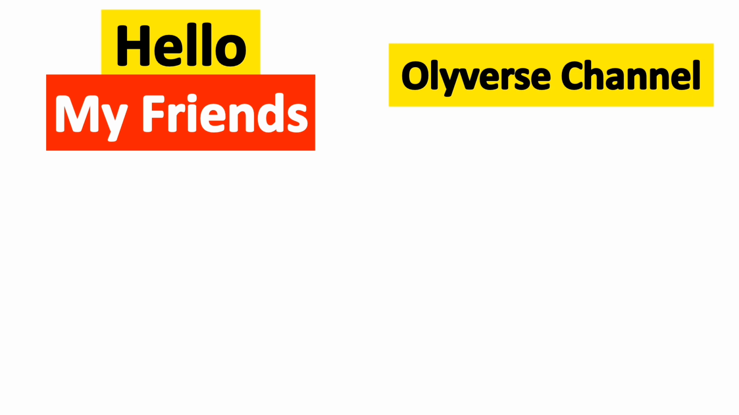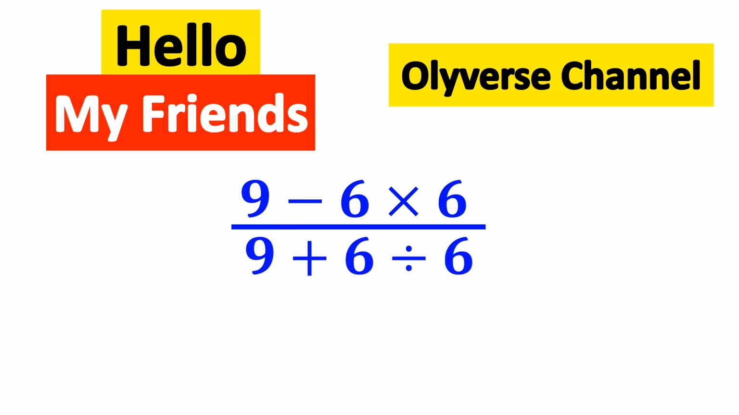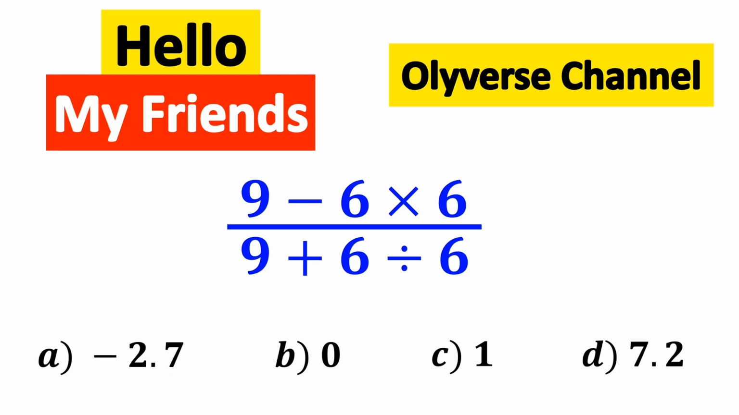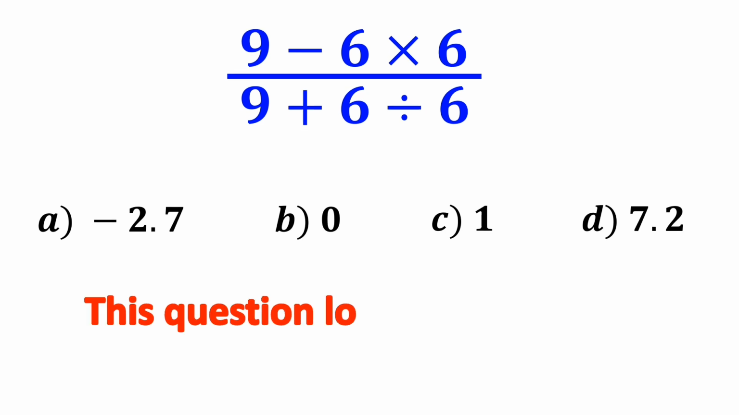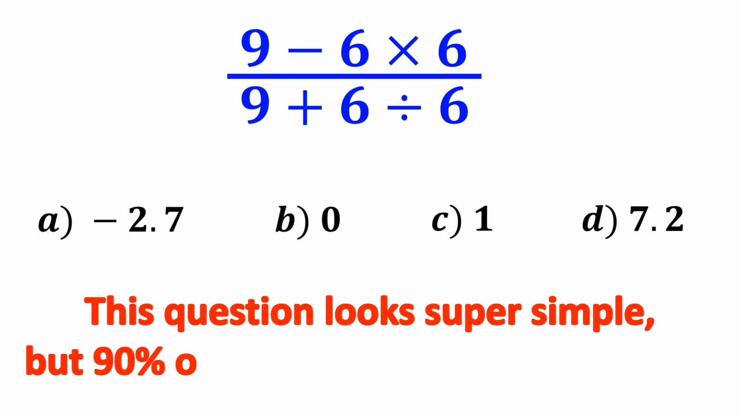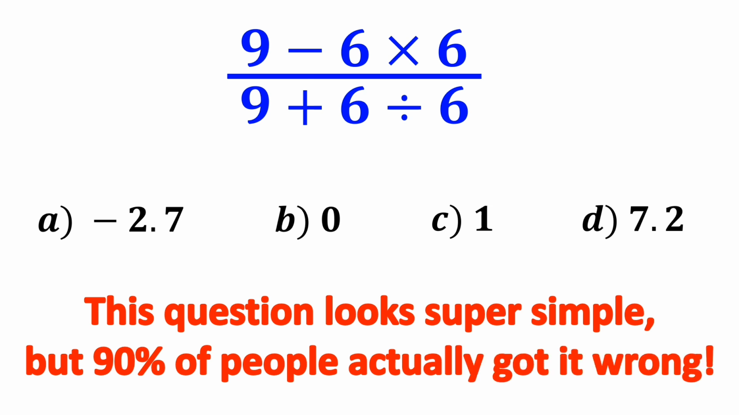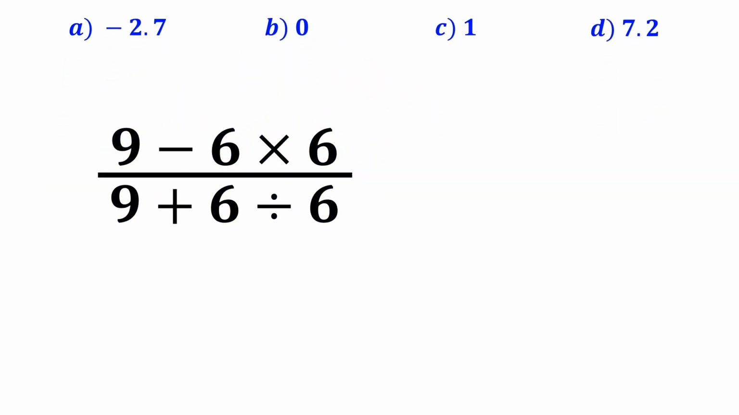In this video we are going to find the value of the expression 9 minus 6 times 6 over 9 plus 6 divided by 6. Which option do you think is the correct answer to this question? This question looks super simple, but 90% of people actually got it wrong. Let's take a closer look and solve it together.